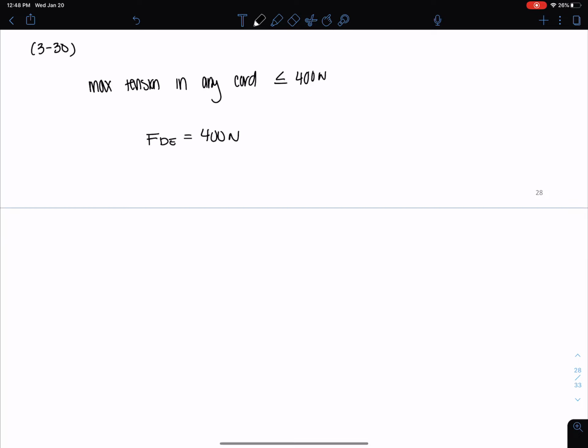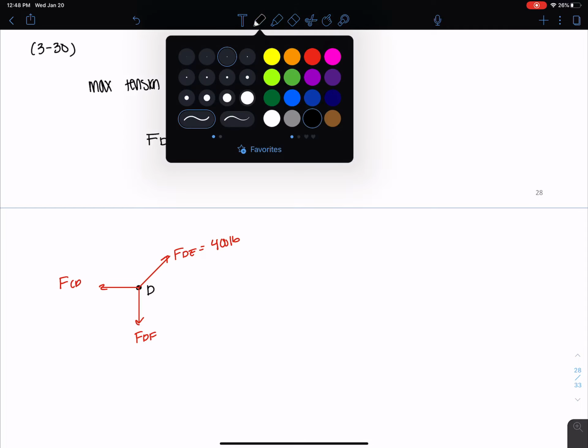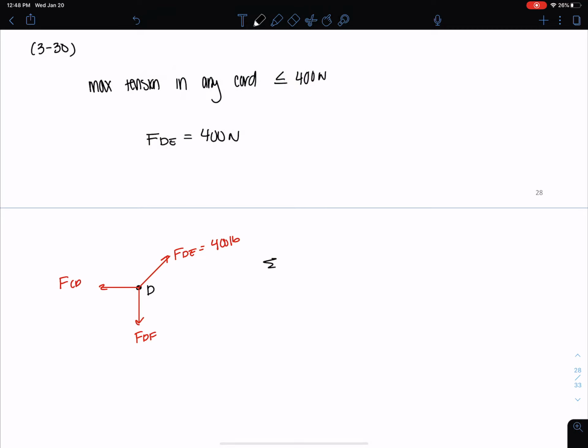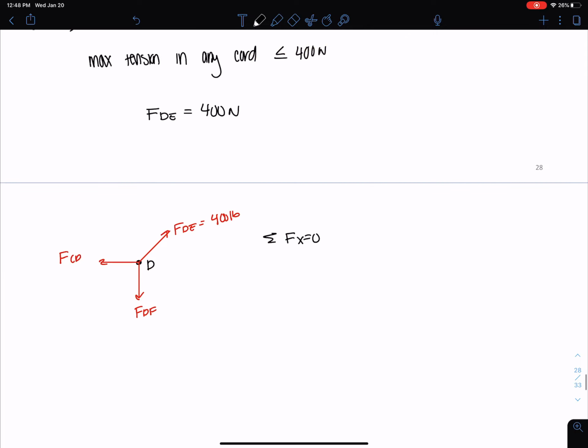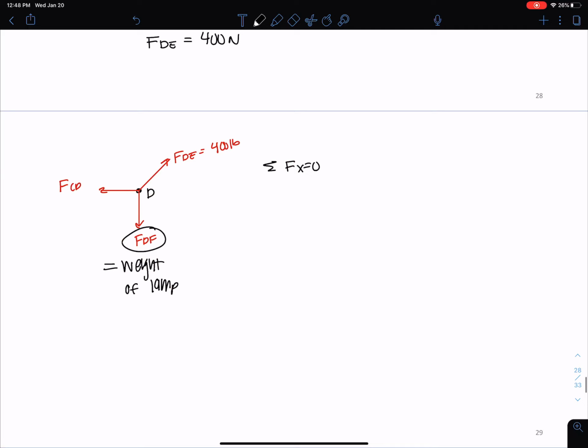So if FDE is 400, well, this is point D. Let me draw my FBD now if that were 400. If FDE were equal to 400, I would still have FDF and FCD. What would these other tensions be? I could sum forces in the x direction. And remember, FDF here at point D is actually the weight. We want the mass, but we can get the weight at least by this. Then we can plug it in and solve for the mass.